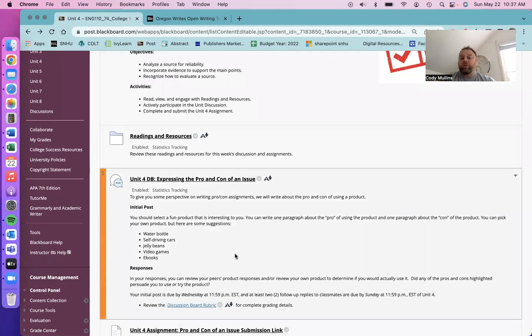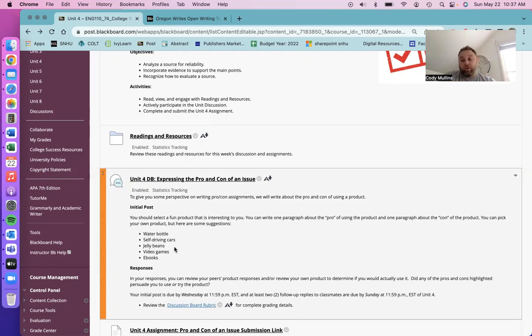So you're going to essentially evaluate the pros and cons of using any product you want. It can be literally anything. In fact, this list of suggestions changes every term. For some reason, students get in their head that they have to choose one of these things. You absolutely do not. You can literally choose whatever you want, something that fits your life.